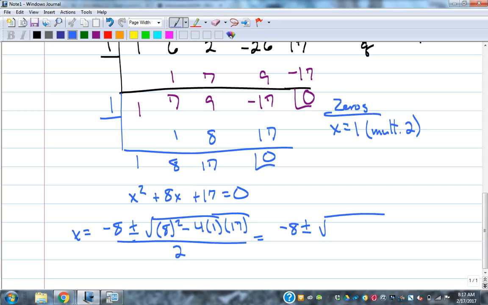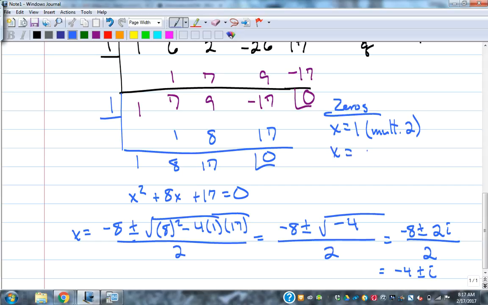Okay, so I'm working this out: 64 minus 68, which would be negative 4, right? Over 2. And then we simplify that. Negative 8 plus or minus, what's the square root of negative 4? 2i, that's beautiful. And then we should simplify that to be negative 4 plus or minus i. Negative 4 plus or minus i.